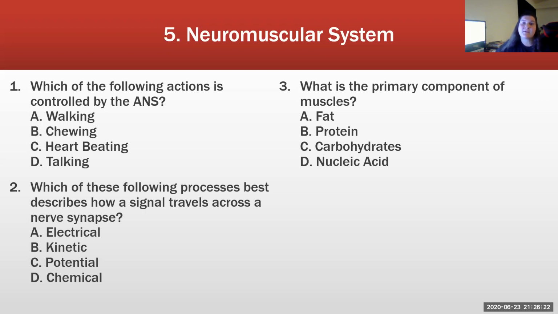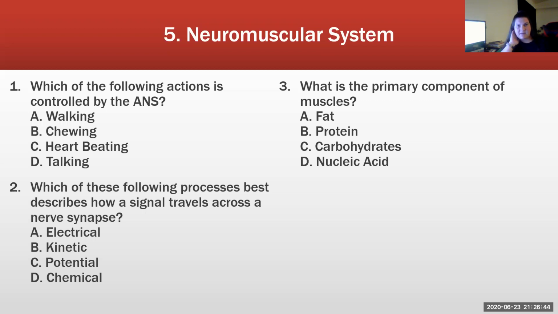What is the primary component of muscles? Fat, protein, carbohydrates, nucleic acid? Well, again, I'm just going to tell you the answer. It's protein. What do bodybuilders eat like crazy? The raw egg thing, oh gosh, it's gross. But the protein shakes, the protein bars, they're fueling their muscles.